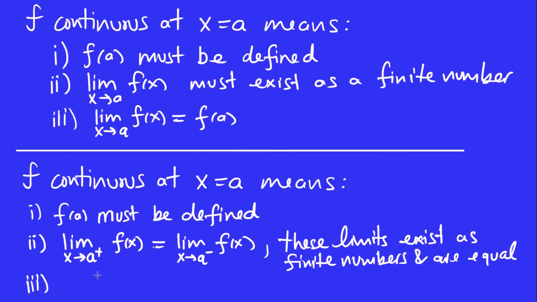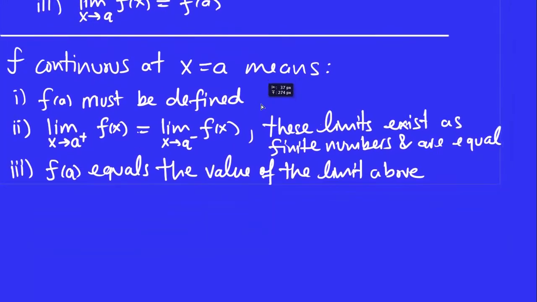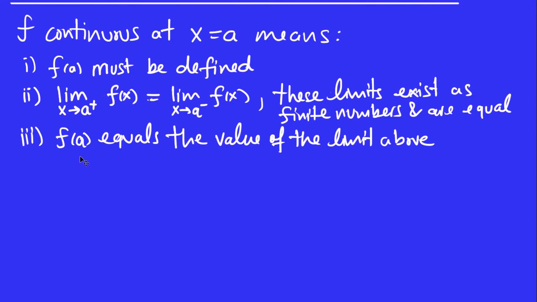And thirdly, this f of a is the same number as the right-hand limit and the left-hand limit. f of a equals the value of the limit in part 2 above. How about I say that? So if both of these were 5, then f of a also has to equal 5. Now, let's definitely do an example here to try to understand this definition and how we would use it, okay?